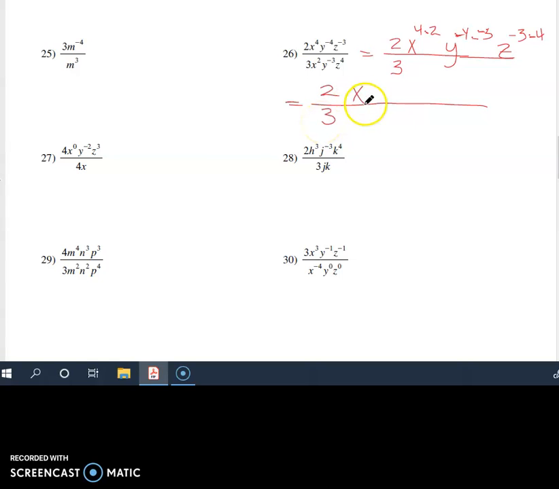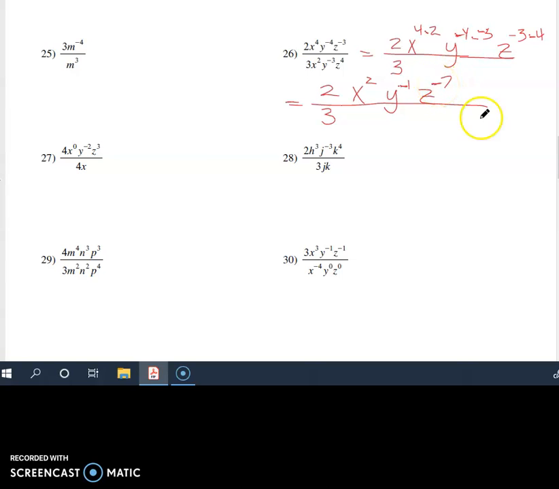For the x, when I subtract the exponents, I get a final answer of 2, 4 minus 2. For the y, it's negative 4 minus negative 3, so that's negative 1. Again, if you struggle with the integers now, use the calculator and just put in negative 4 minus negative 3, hit enter and get your answer. And then for z, if I take negative 3 minus 4, I get negative 7.